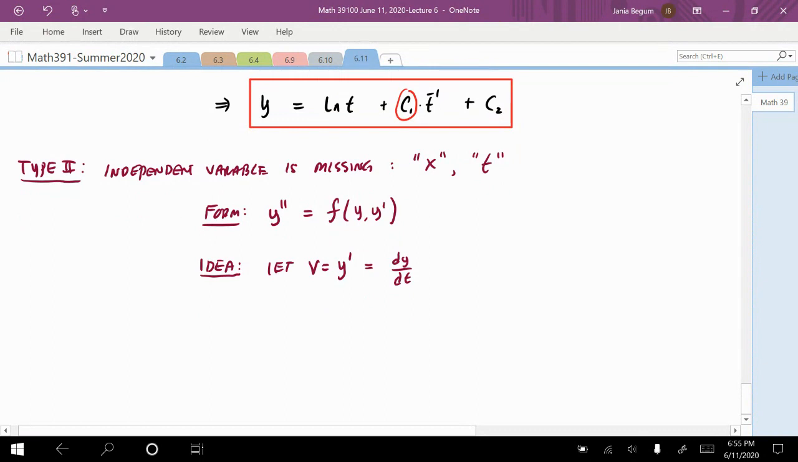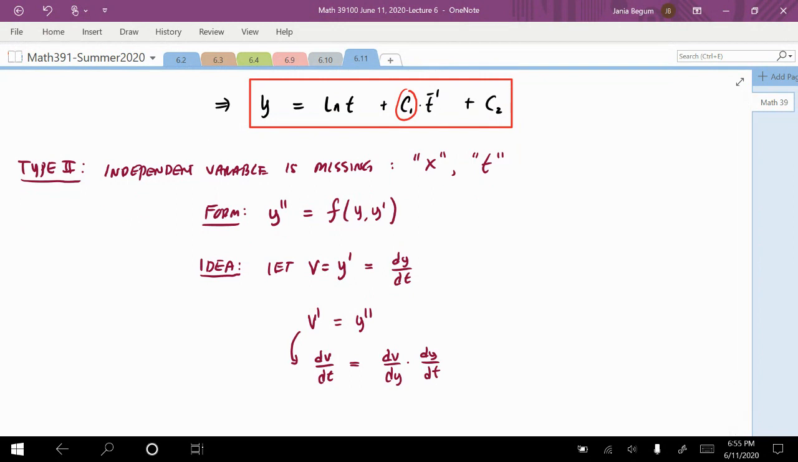So what is v prime? Well, v prime will be y double prime. What does it mean to be v prime in a different notation? V prime just means it's the derivative of v with respect to t, right? Now, what if I want to rewrite this using the chain rule from calculus? I'm going to write dv/dt as dv/dy times dy/dt. So I just introduce the variable dy in the middle.